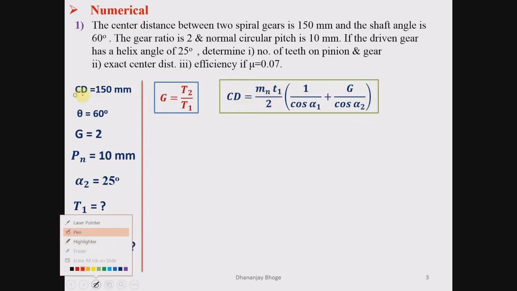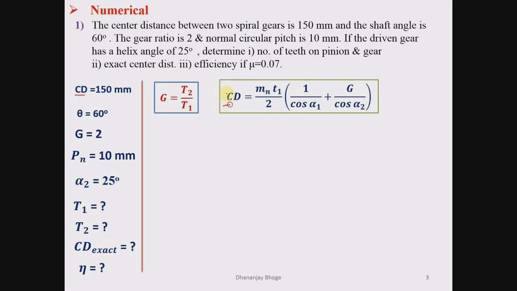Center distance is given. So याचा काही प्रॉब्लेम नाही. Center distance is known. T1 दिलेला आहे का? No. So T1 is not known. Alpha 1 is not known. Alpha 2 is given, 25. Gear ratio is given as 2.